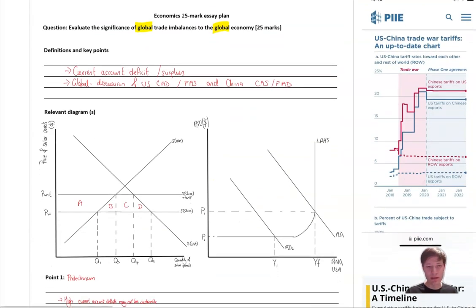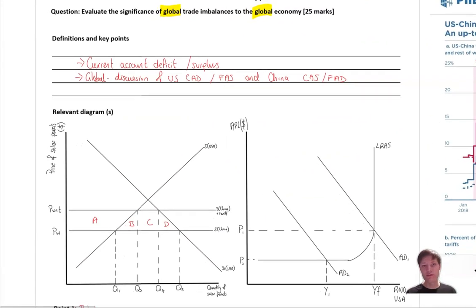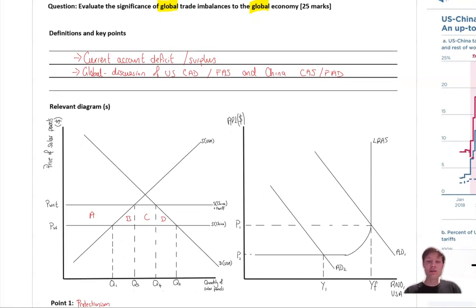Okay, coming back. Well, first of all, the difficulty of this essay is that you could not only misunderstand what was meant by global, but you could also misunderstand what the current account deficit is and global trade imbalances in general. So very important not to mix up with the budget deficit. Very important to be able to understand the components of the current account and the financial account for this essay.